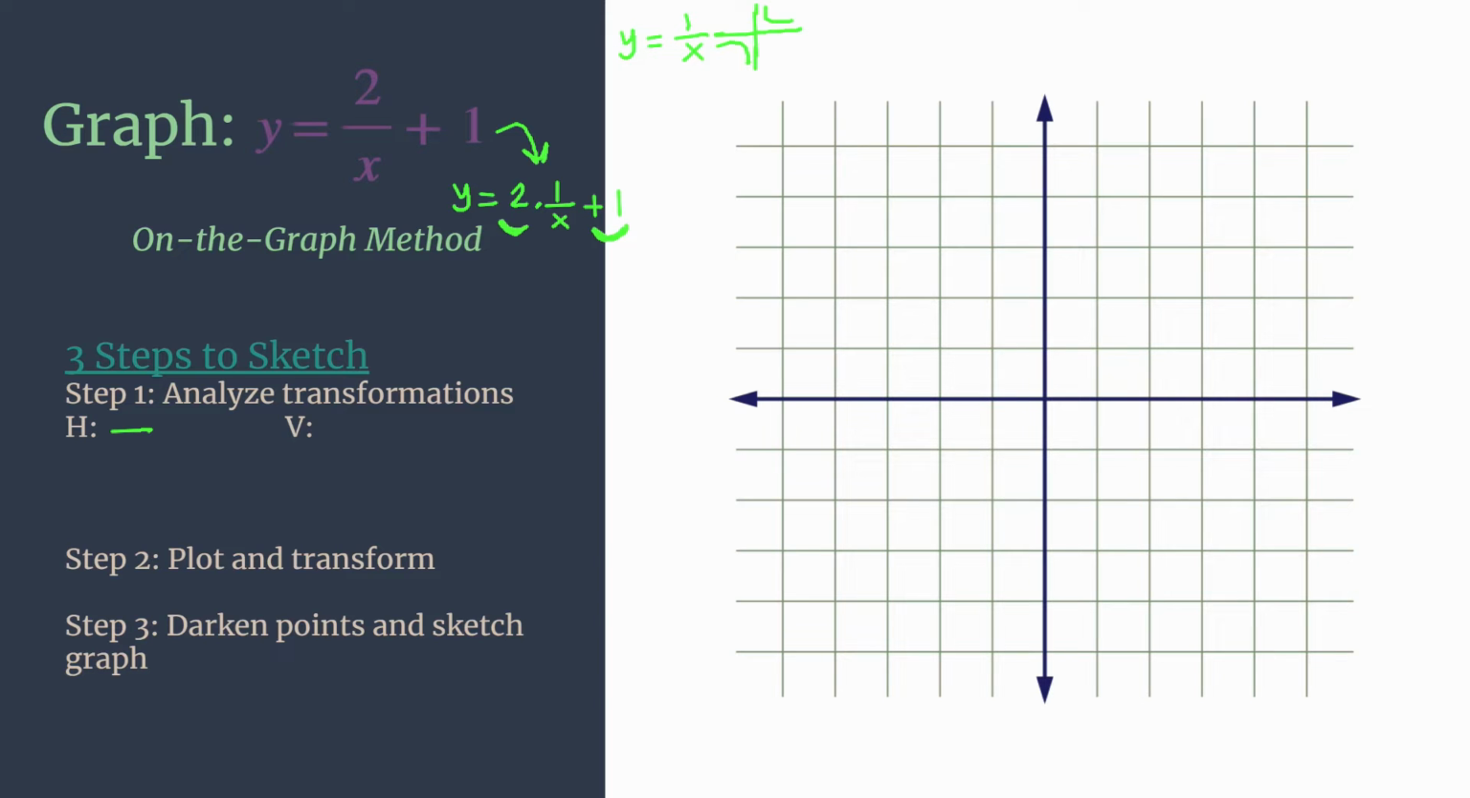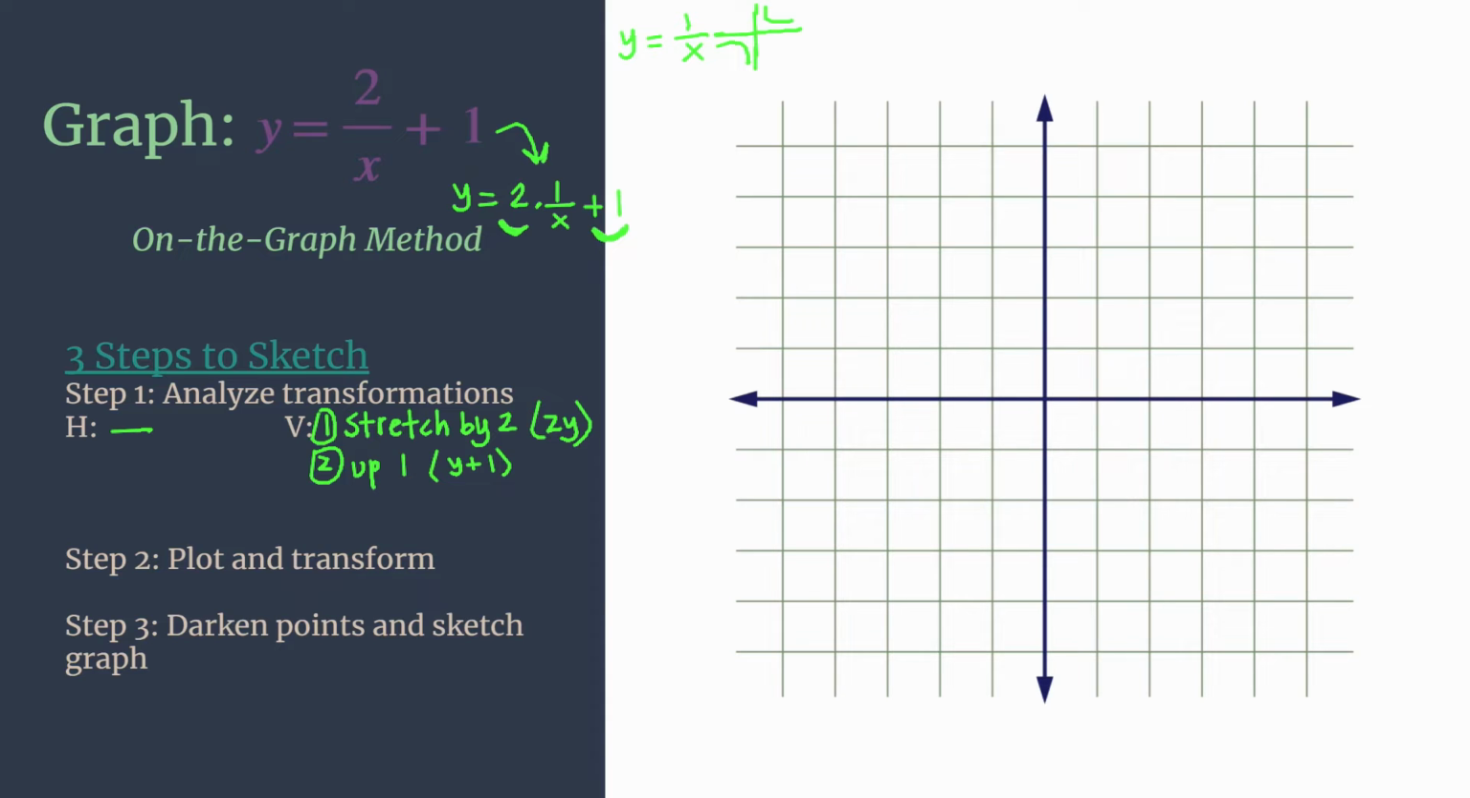And we know we should apply these in PEMDAS order, so multiplication before addition. So our first transformation that affects the y's is that 2. So we'll multiply our y's times 2, or we'll stretch by that factor of 2. And then once we do that, we can apply the shift, the up 1, or adding 1 to our y's.